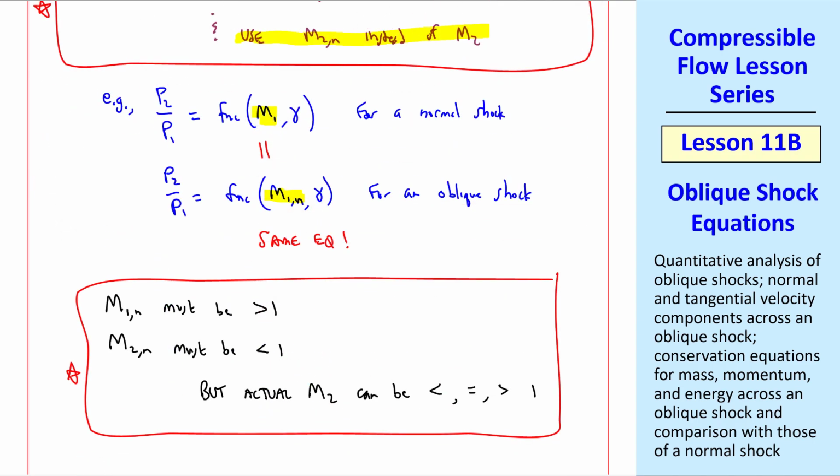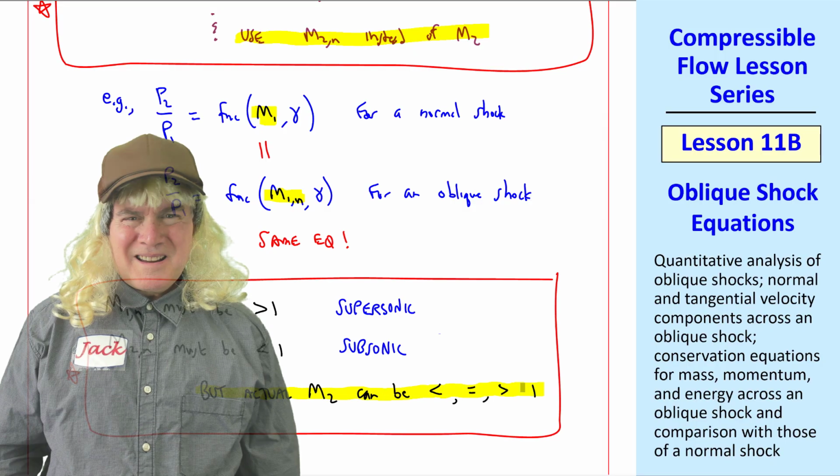I'll close with this comment. Since we've transformed into a normal shock by rotating and moving, we must have M1n greater than 1, and we must have M2n less than 1. A shock still must go from supersonic to subsonic, even if it's oblique. But for an oblique shock, the actual M2 can be less than, equal to, or greater than 1.